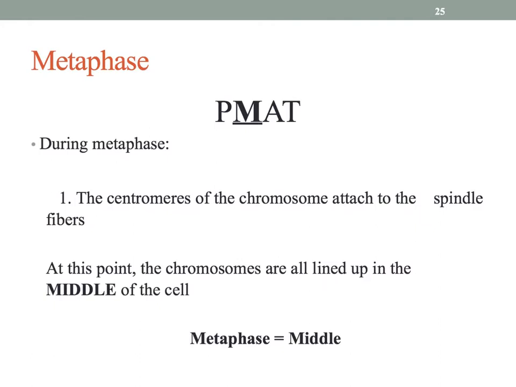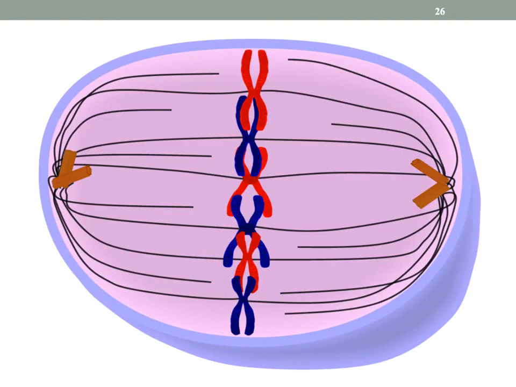Metaphase is the easiest to remember because meta means middle. During metaphase, the centromeres will have been attached to the mitotic spindle, and the chromosomes themselves will have been moved to line up in the middle of the cell. So it's the easiest one to identify: chromosomes are going to be located in the middle of the cell, and this is what it would look like if you were looking at it.